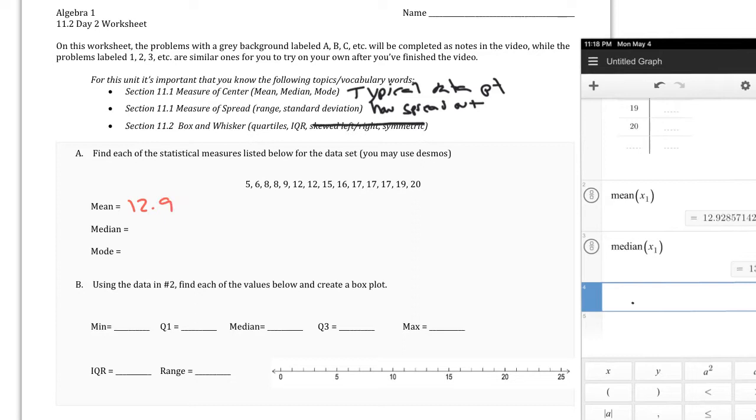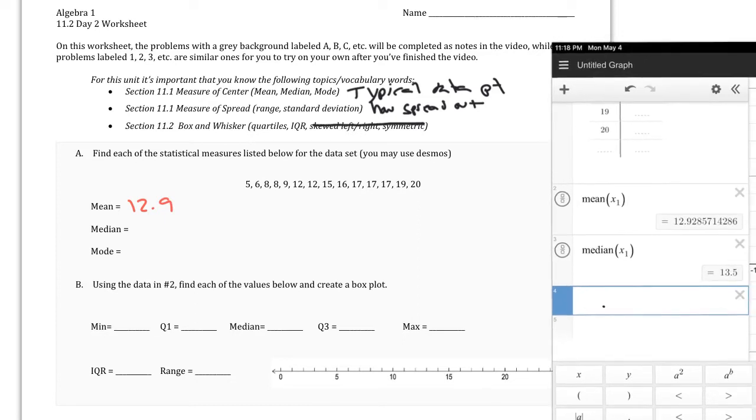And we can type in median, and we can see that the median is 13.5. Another thing you'll notice, though, is that mode isn't one of the choices. So we actually have to look and find the mode. Let's see, we have 2 8s, we have 2 12s, but we have 3 17s. So that's our mode, 17. Okay. So those are 3 ways to describe the typical data point.